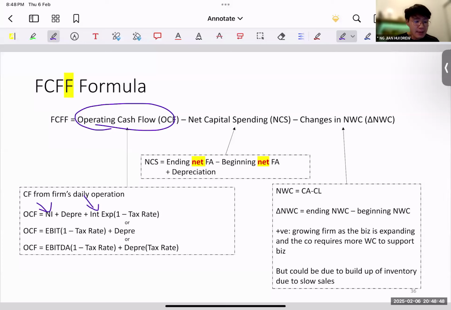From there, we can further go up the P&L. So we can use EBIT instead, and we can use EBITDA instead. So we go up. I'm not going to show you how you derive it. In lecture 4, we'll have a derivation to prove to you that these three formulas are actually equivalent, but it will never be tested. They will not ask you to prove it. But the idea is that you can use EBIT or you can use EBITDA.